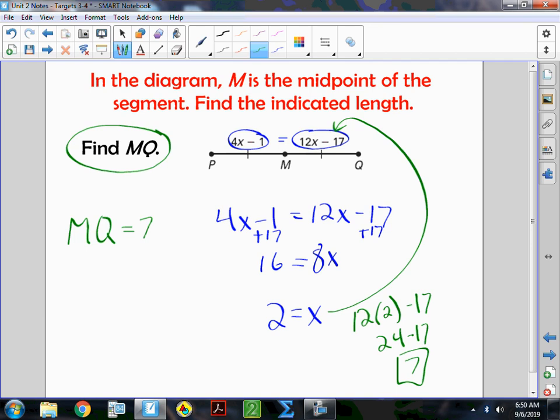We can then also find PM. Doesn't ask for that, but PM is also 7. We could check that. 4 times 2 is 8 minus 1 is 7. And PQ, if I looked at the entire thing, remember that ratio 1 to 2, so PQ would equal 14.